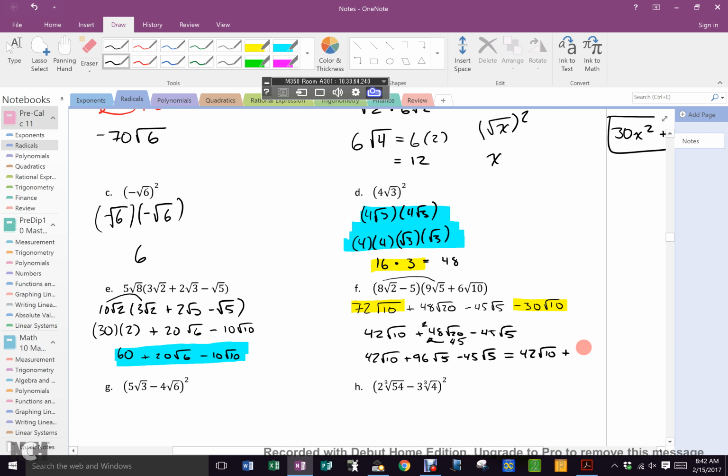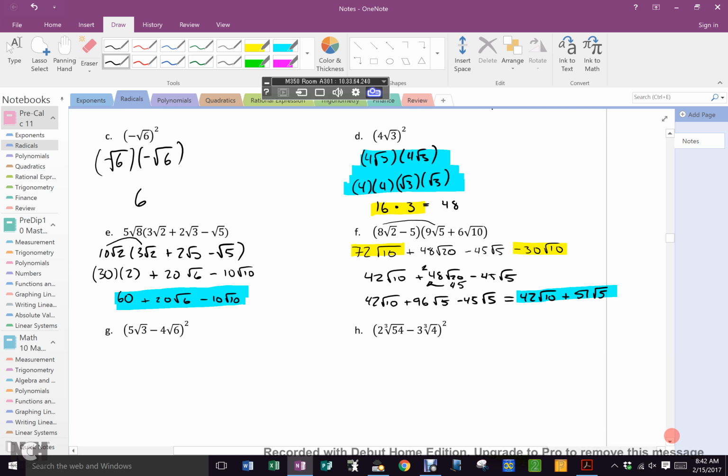96 minus 40 is 56. 51. Root 5. Who just got confused? Huh? Okay. I'm not necessarily confused. I'm more wondering why we can't simplify 42 and 10. Because 10 is 2 times 5. There's no pairs. Cool? Yeah. Everybody good? All right.